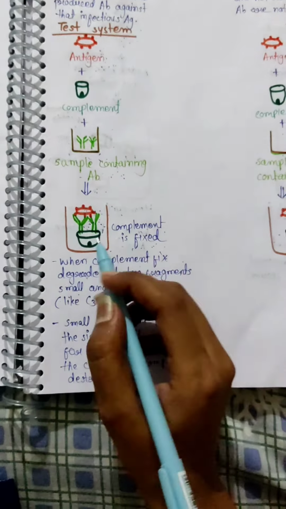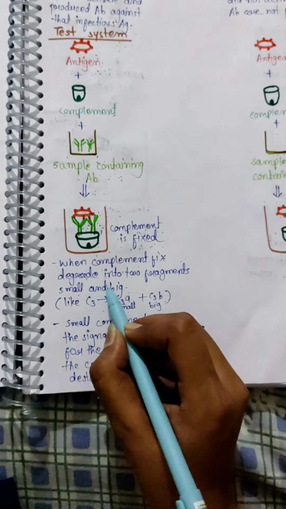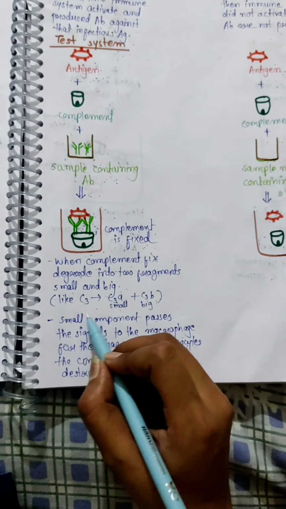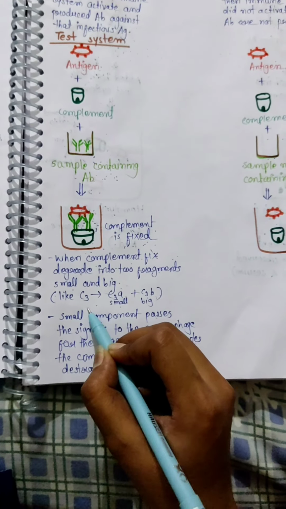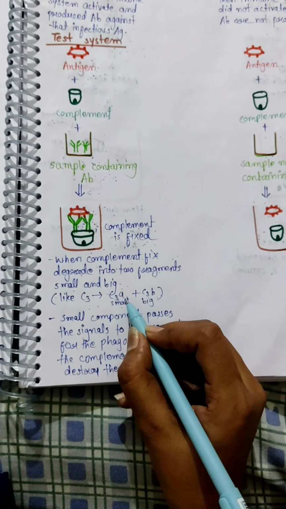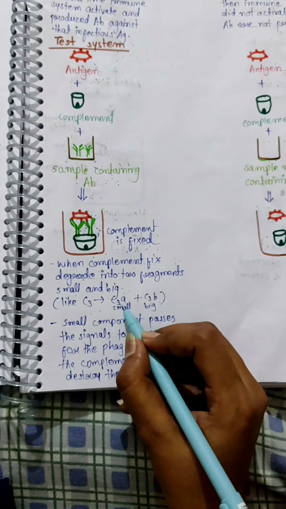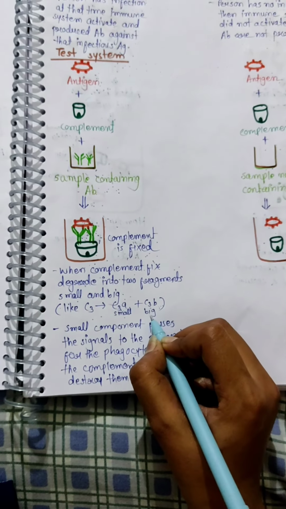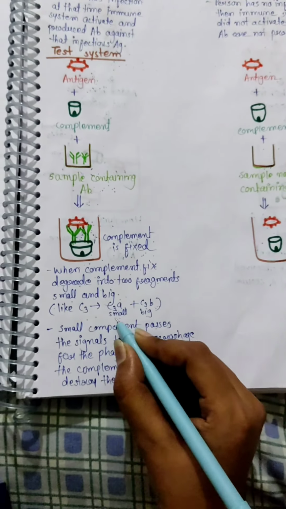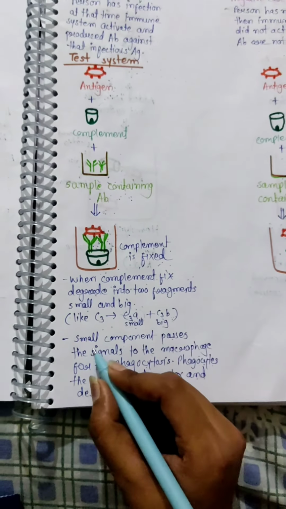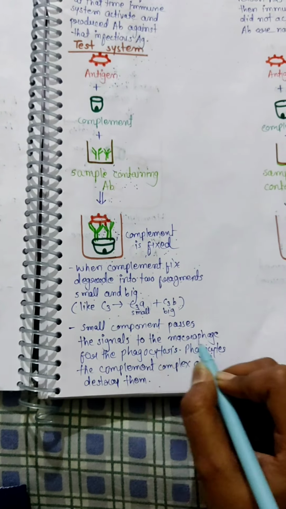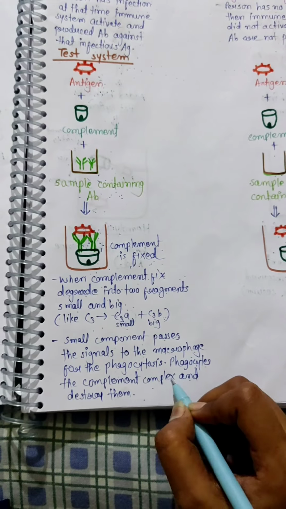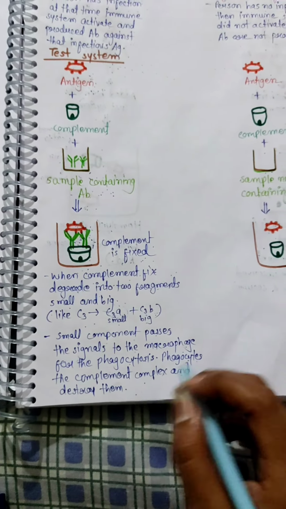Now, when the complement is fixed, it degrades into two components, a small component and a big component. For example, in the C3 complement system, C3 degrades into the C3a component, which is the small component, and the C3b component, which is the big component. The small component passes the signal to the macrophage for phagocytosis. Phagocytes engulf the complement complex and destroy them.